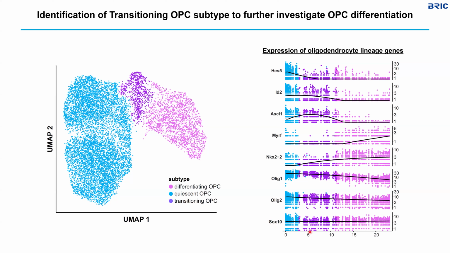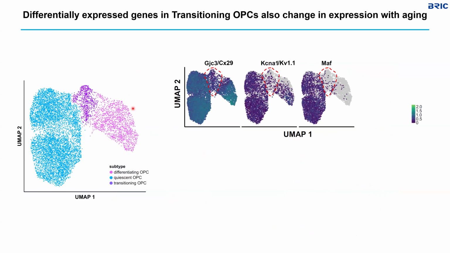So we wanted to understand more about what these transitioning OPC populations are and what are the different markers that could potentially hint at their role in this transition. So here we found several differentially expressed genes, three of which are GJC3, KCNA1, and MAF. And you can see that these three genes are selectively downregulated in this transitioning OPC population.